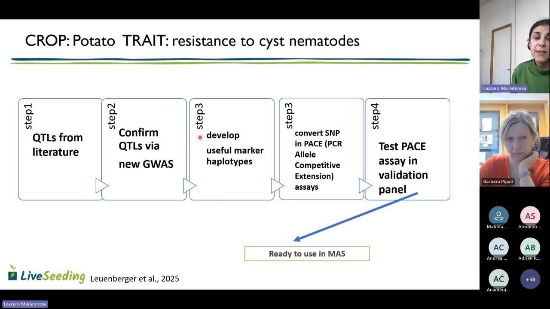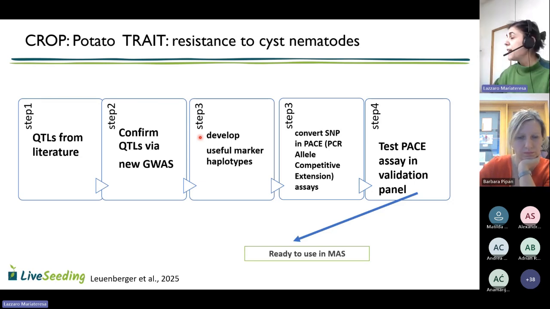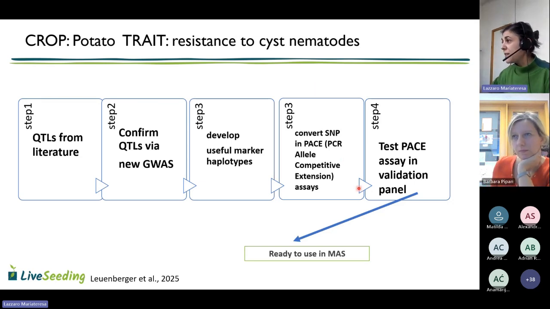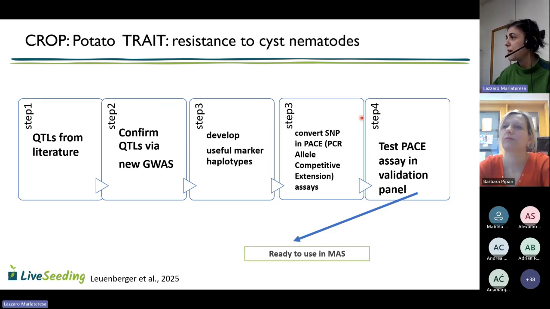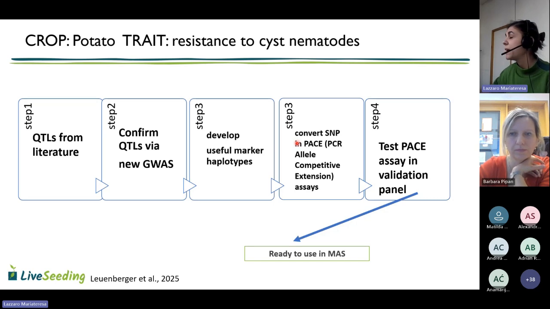In their case, they didn't go for a single marker to target one locus, but decided to use haplotypes of markers, so a set of markers together. After that, they could convert the SNP markers of interest into an assay. They decided on the PACE assay, which is basically the same as a CASP assay with a qPCR, and allows identifying the two homozygote alleles and also the heterozygote plants.